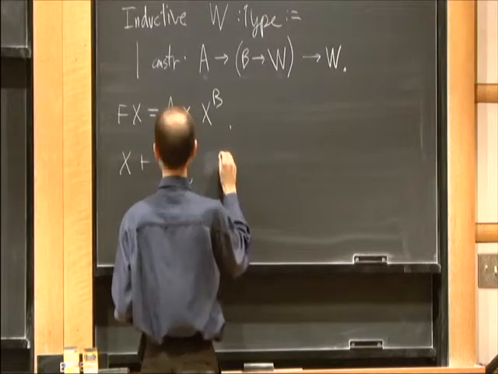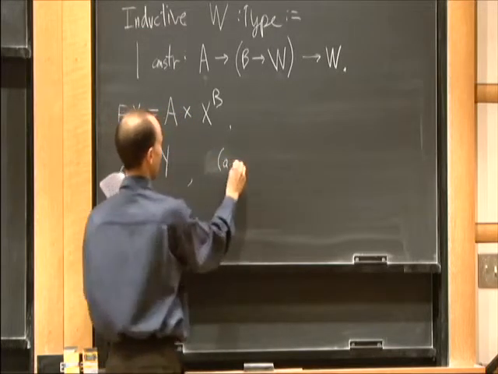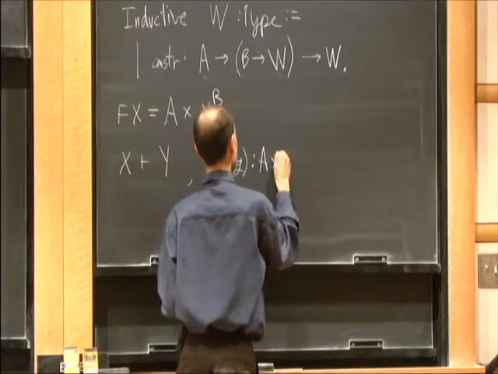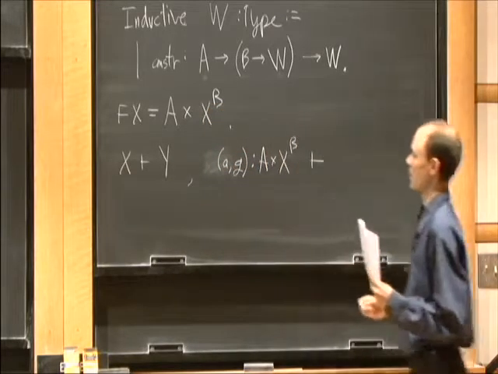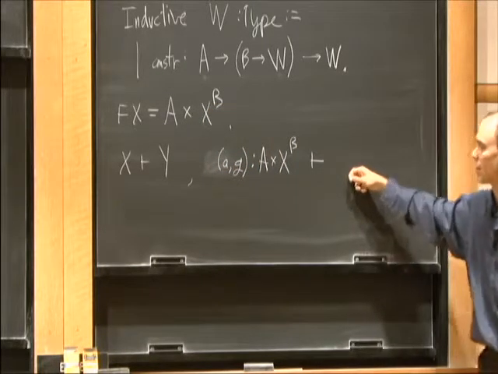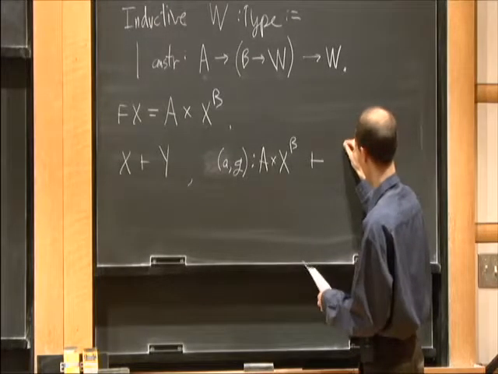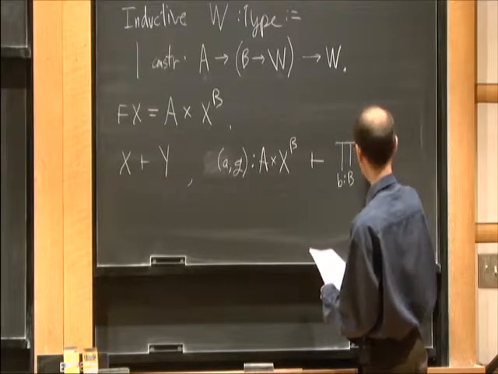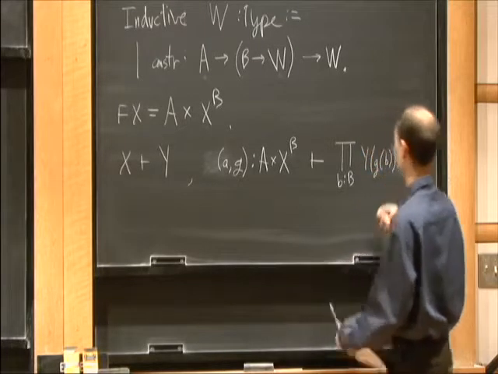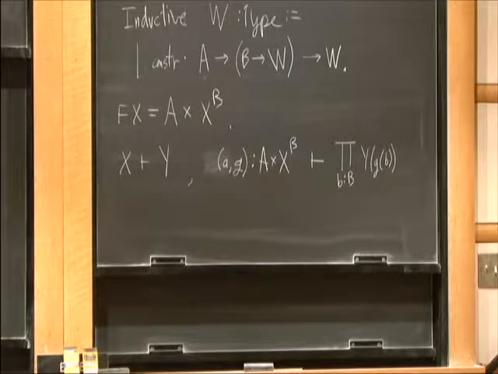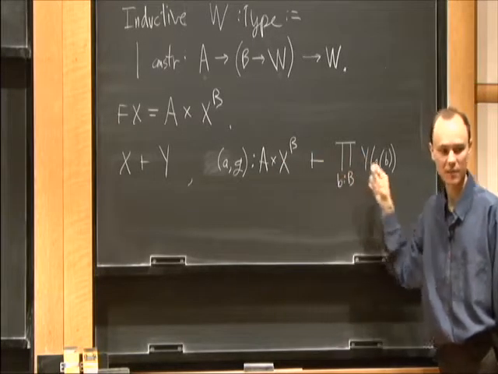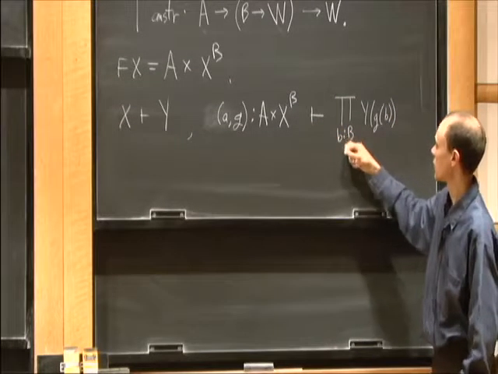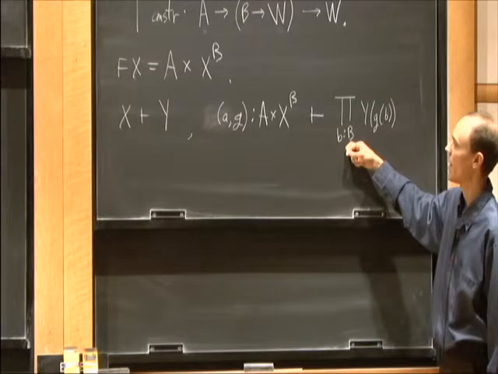So in this case, if we have a dependent type y over x, then f of y should be dependent on f of x. So if I have a little a in A and g in x to the b, I'll be very sloppy with my type theoretic notation here, then I should give you a type. And the type that I want to give you is, say, for every b in B, I have something in y of g of b. And A has disappeared. We didn't use A at all.